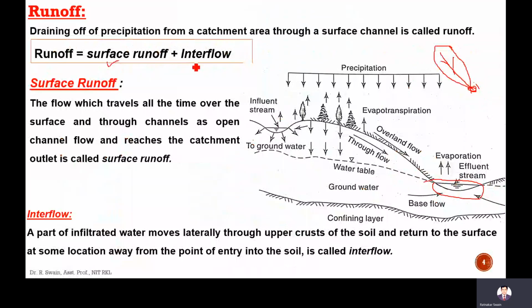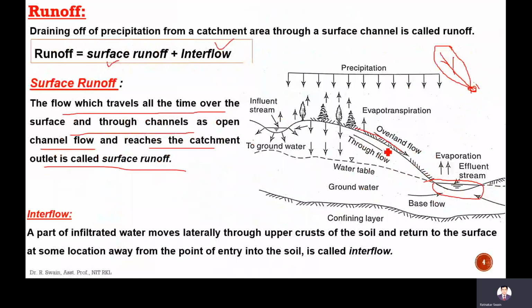Surface runoff means the flow which travels all the time over the surface and through the channel as open channel flow and reaches the catchment outlet. It's called surface runoff. Surface runoff means this overland flow, over the land, which flows and joins the stream, and the stream joins the outlet. The overland flow which joins the stream is called surface runoff.